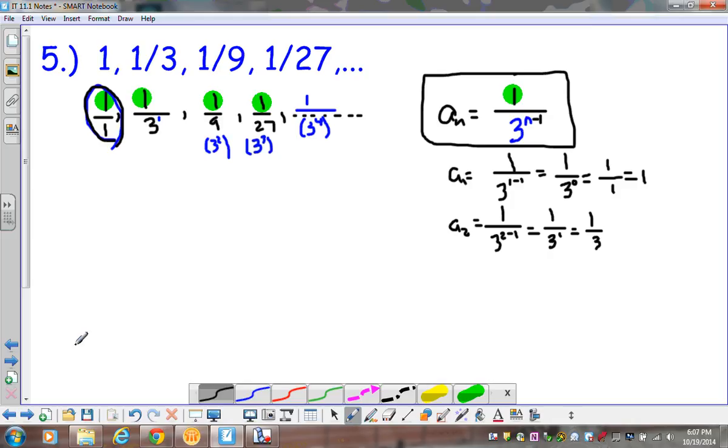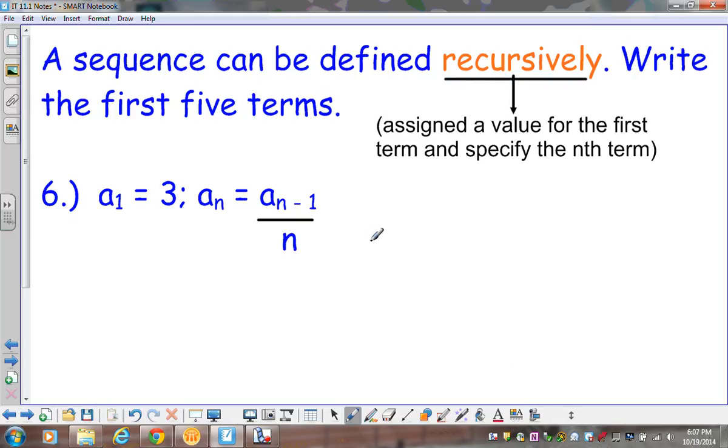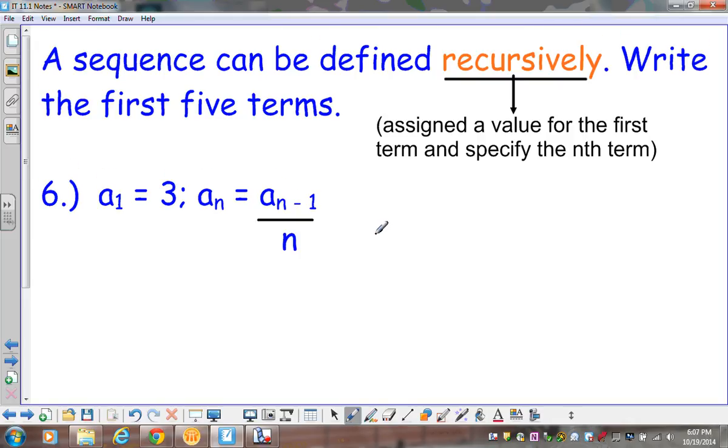All right. So now we're going to look at a specific type of sequence. This sequence is called a recursive sequence. And a lot of people get this mixed up and they see a problem like this and they get confused and they flip out because they don't know what to do. You guys have got to know what recursive means. In essence, a recursive sequence means that you're using the previous term or a previous term to find the next term.